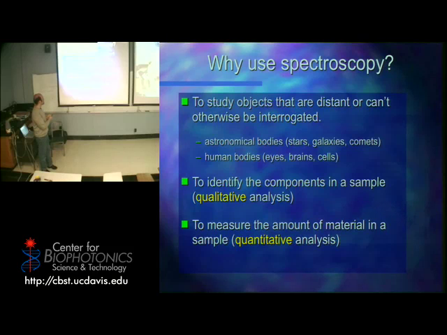So astronomical bodies. And I can also study human bodies, eyes, brains, cells. I can study all these things based on how they interact with light. So I can do 2 main things. I can identify components in a sample that I'm studying, and that we call qualitative because it tells us components but not amounts. Or I can do it quantitatively, which allows me to figure out the amount of something in a sample. And I can also, in certain situations, do both. Okay?